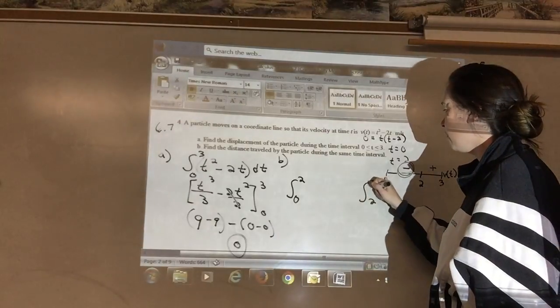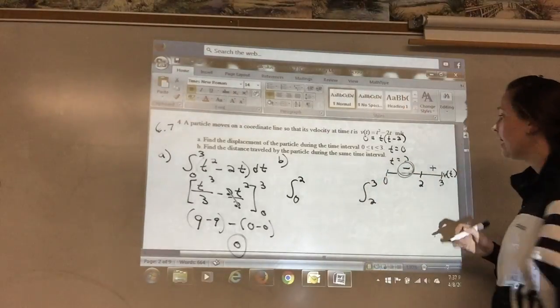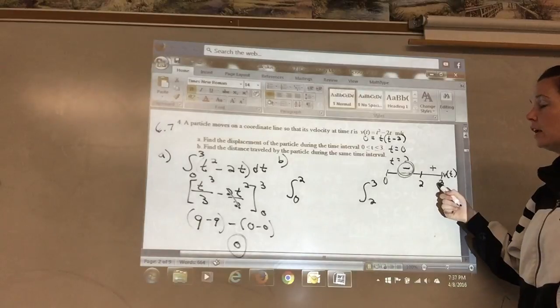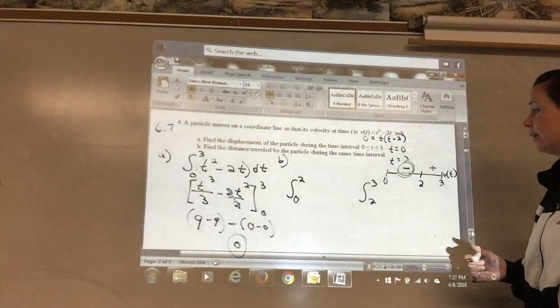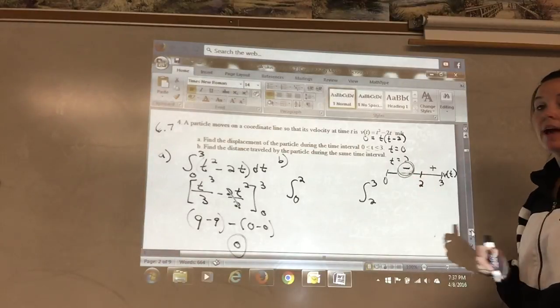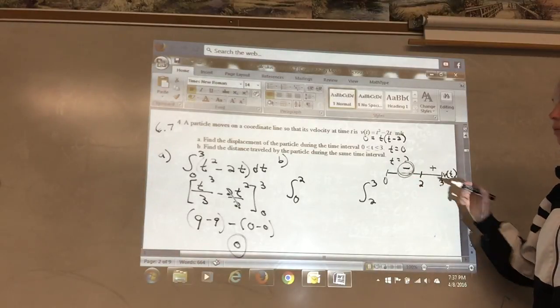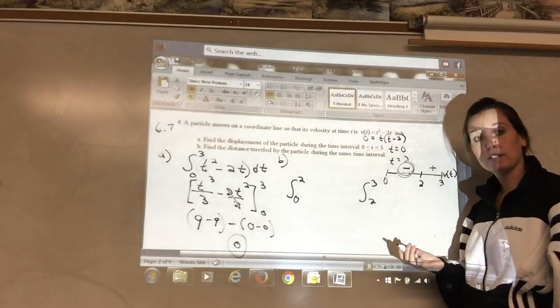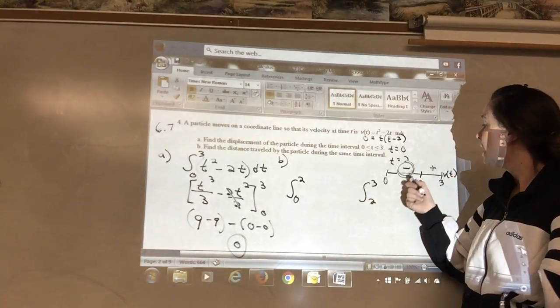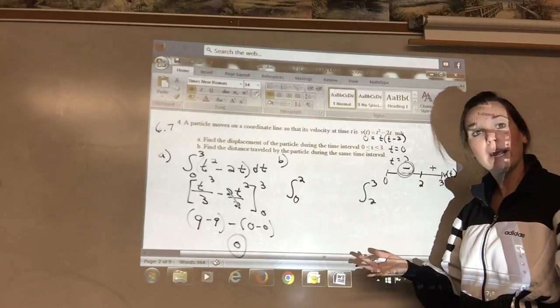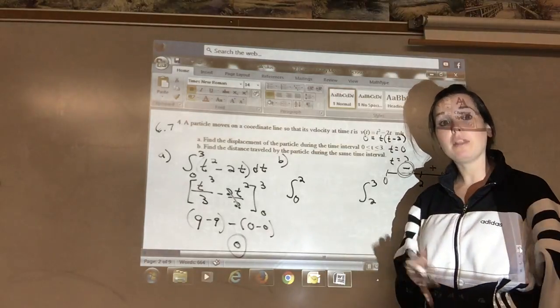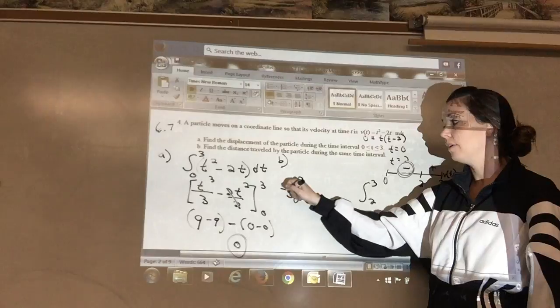Now let me just say real quick before I fill the rest of this in, had I gotten both positives, the answer would have matched the displacement because I wouldn't have had to worry about anything. But because I get a negative, I have to be careful. Again, we've said this before, just recently in the last lesson: if you have a negative, how do you turn it positive? Well, one answer is you take the absolute value, and the other answer is take the opposite of it.